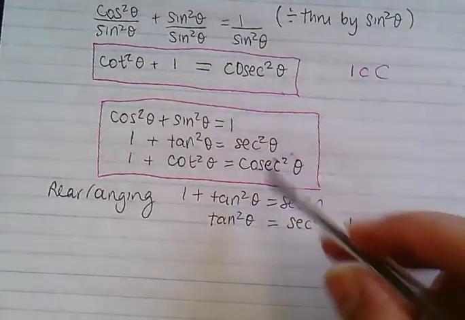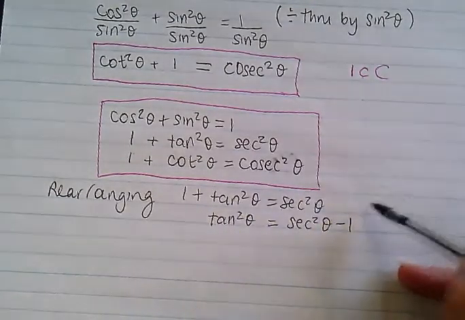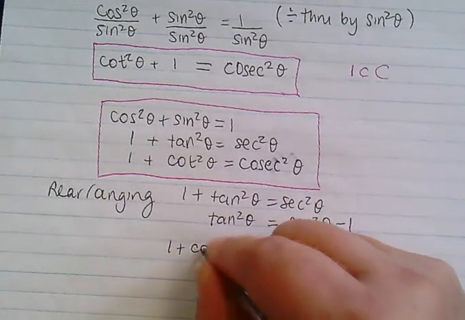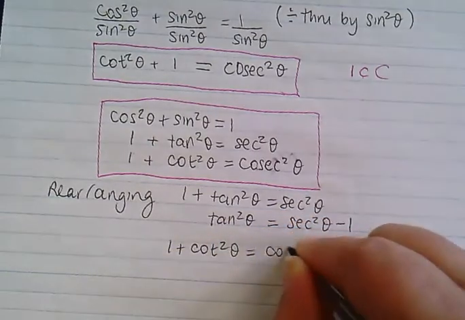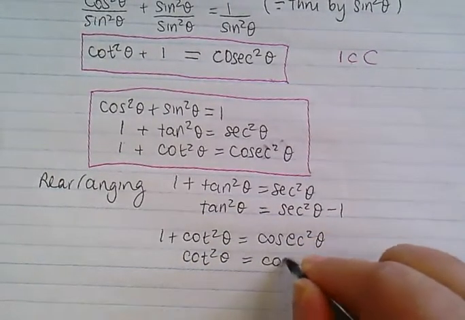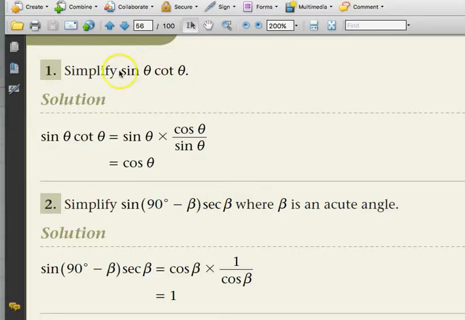We don't tend to use the substitution sec squared theta minus tan squared theta is 1, but you could use it if you had to. Sec squared minus tan squared is 1. That could be rearranged. And you can also rearrange the 1 plus cot squared theta is cosec squared theta as well to make an expression for cot squared theta is cosec squared theta minus 1. So you can rearrange any of those 3 equations however you want, okay? And then we'll do some examples.